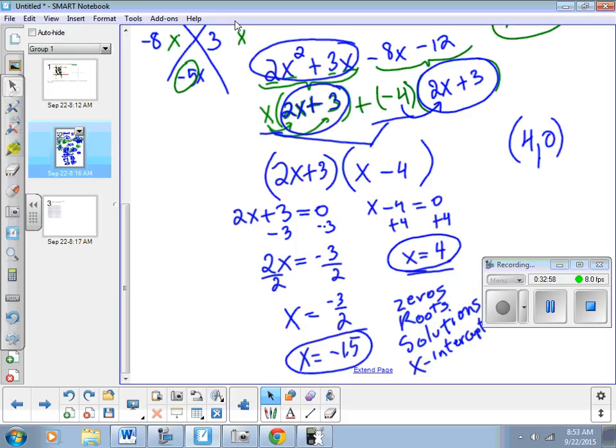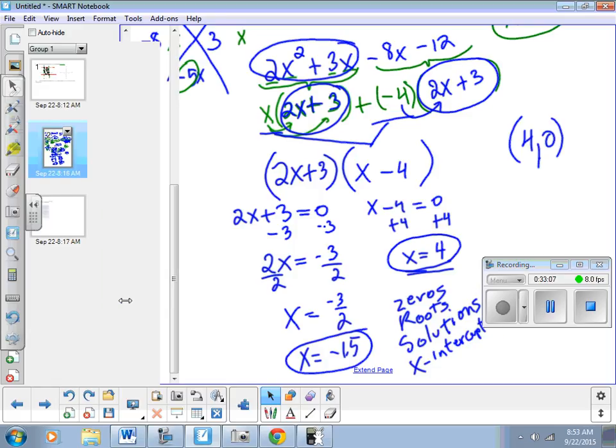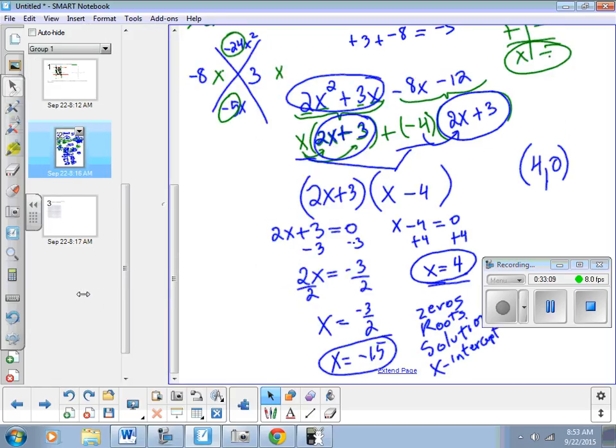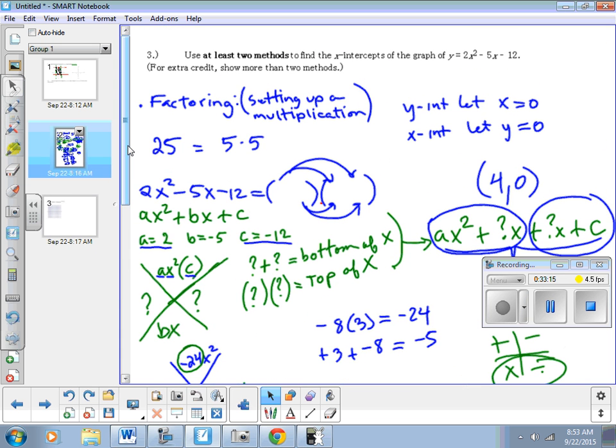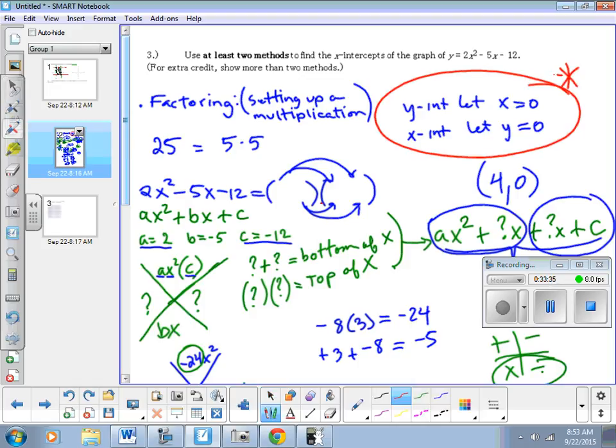Now that's one method that you guys can use to solve for a quadratic. So let me just kind of go backwards real quick. So factoring, does everybody understand, is setting up some type of a multiplication? And don't forget this part, to get the y-intercept, let x equal 0. To get the x-intercept, let y equal 0. Make sure you put that on your notes. You can always refer to that worst case scenario, okay?